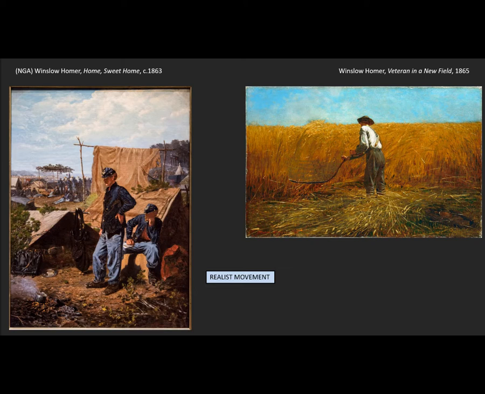And Homer's painting in that exact period. So our image of Home Sweet Home, our image of the veteran in the new field, should be thought about as championing mundane, everyday activities and finding within that some sort of greater humanity, something memorable, something worthwhile documenting.